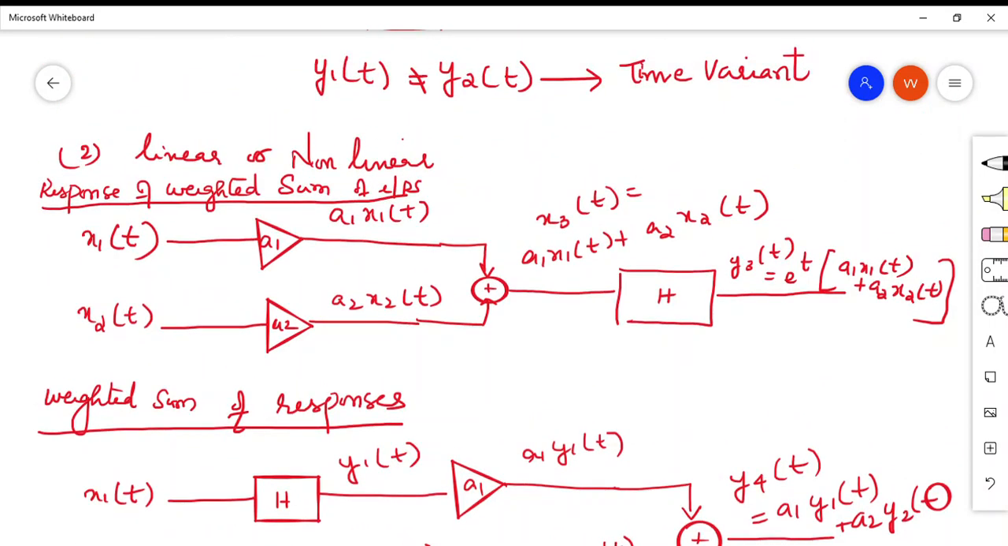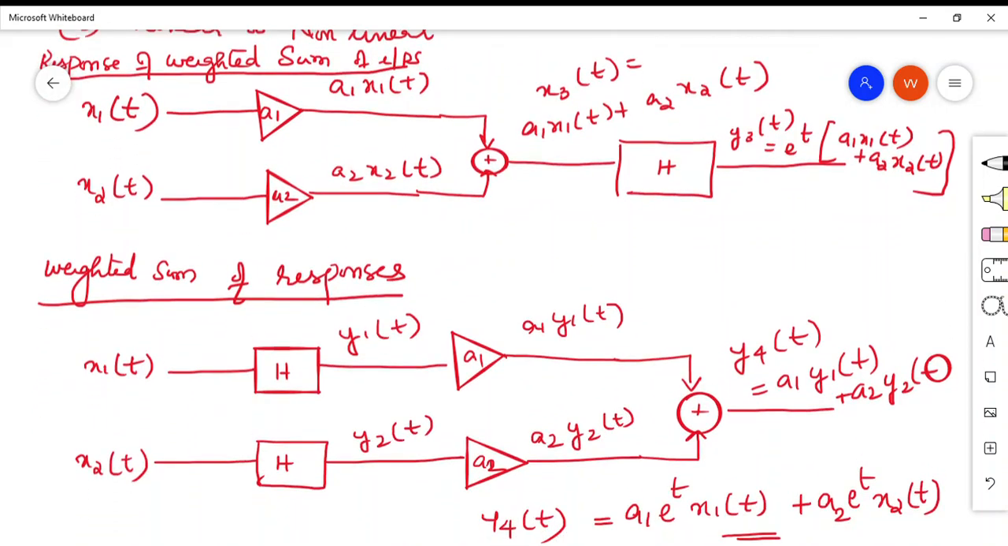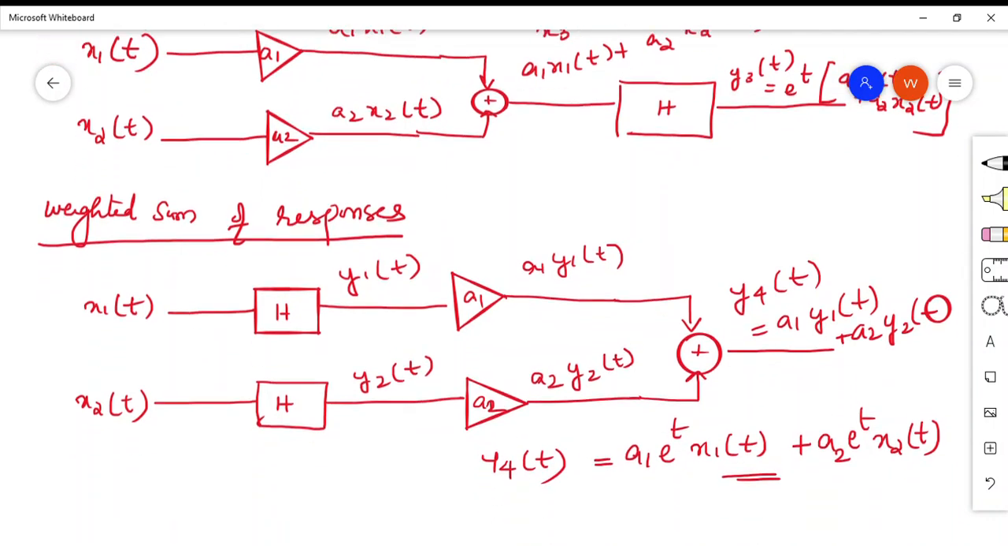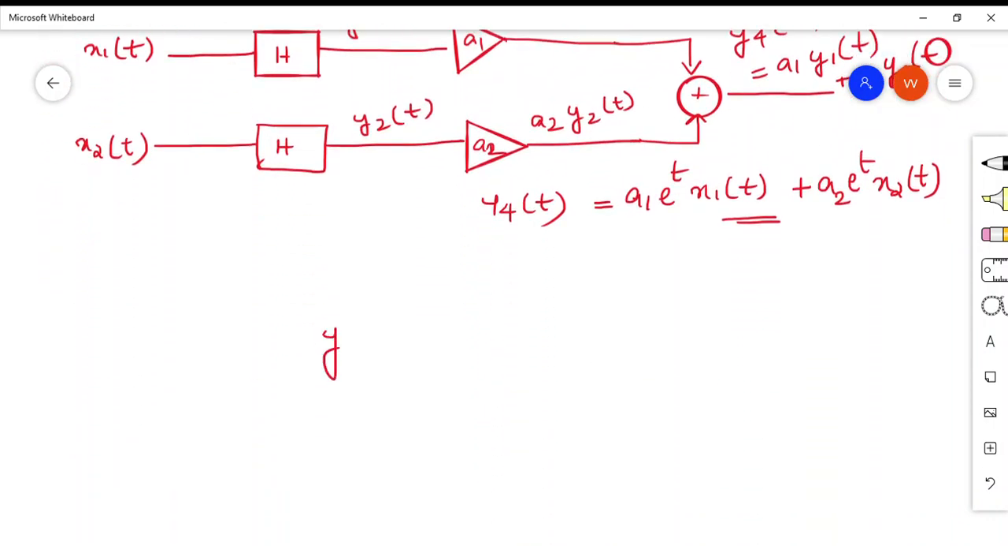linear. So here you can see y3 of t is equal to e raised to t times a1 x1 of t plus a2 x2 of t, whereas this is equal to a1 e raised to t x1 of t plus a2 e raised to t x2 of t. So you can see both of these, y3 of t is equal to y4 of t. So you can say your system is linear. So this is a linear system.